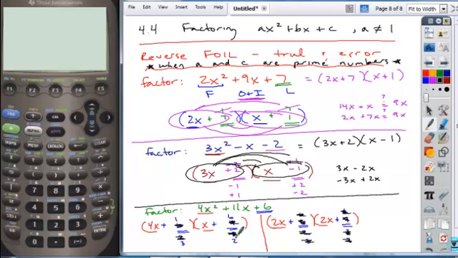Okay, so we took this from what looked like a daunting task of testing 8 different possibilities to using properties to eliminate the unrealistic ones. And so now if we test the outer and inner. So here's our outer, 4x times 6 is 24x, plus our inner 1x. Does that equal 11x? No, so we can eliminate that. Let's test our outer here. 4x times 2 is 8x plus 3 times x is 3x. Does that equal positive 11x? Yeah. So we wind up with our factors, 4x plus 3 and x plus 2.